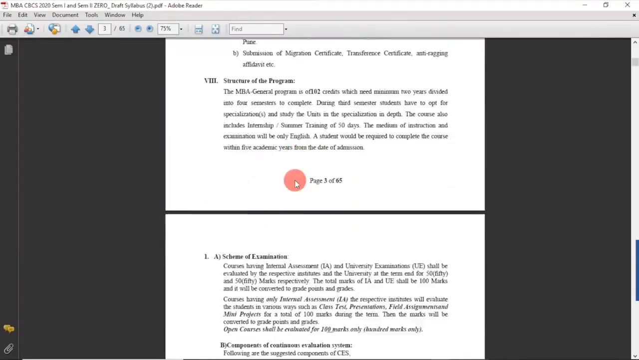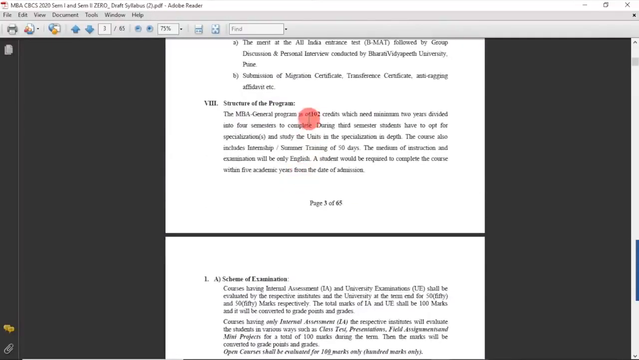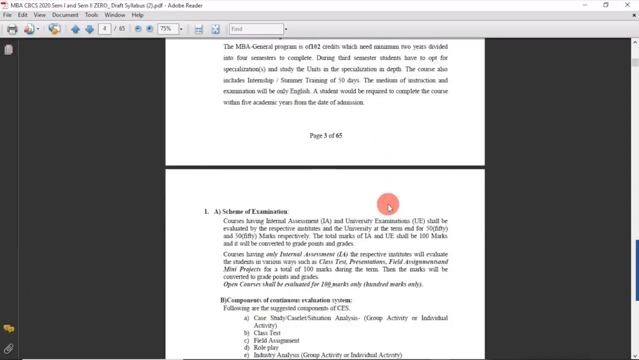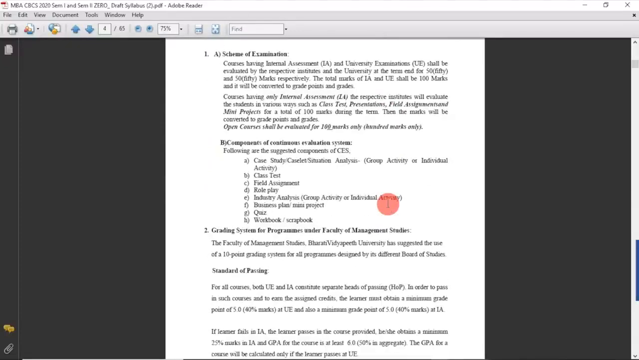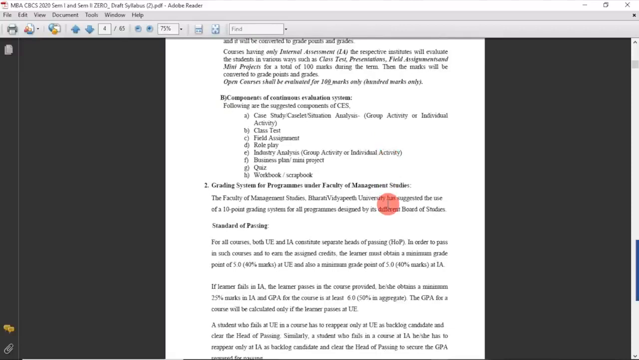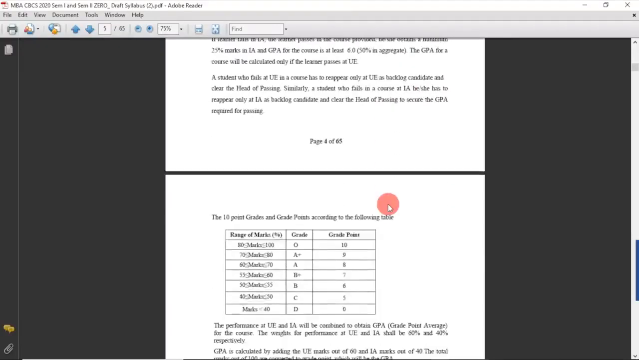Then eligibility, what is the structure of the program, and how many credits the program has. Now every university is following a choice-based credit scheme. So all these things which we need to tell the student about what we are going to have in the program have been specified in this.